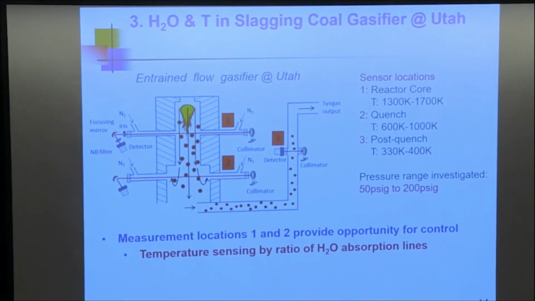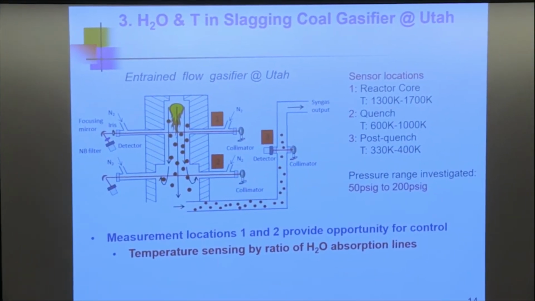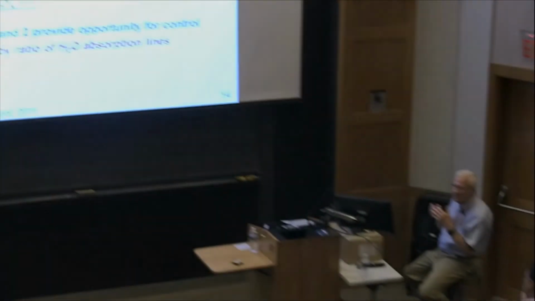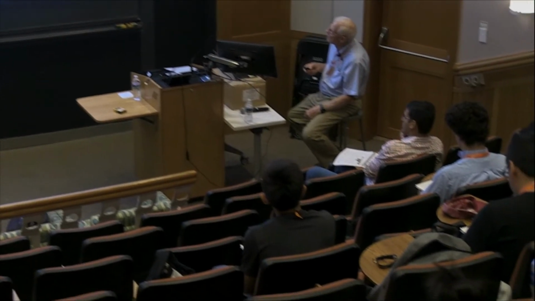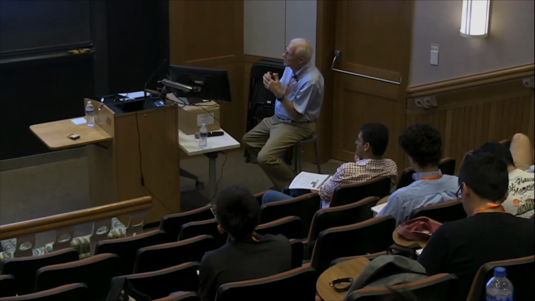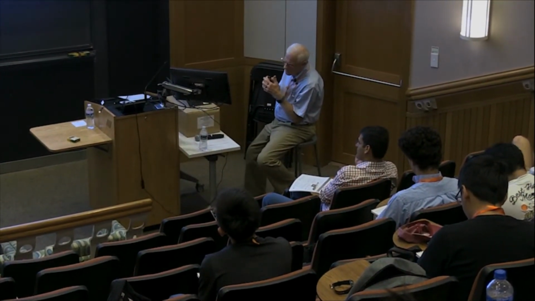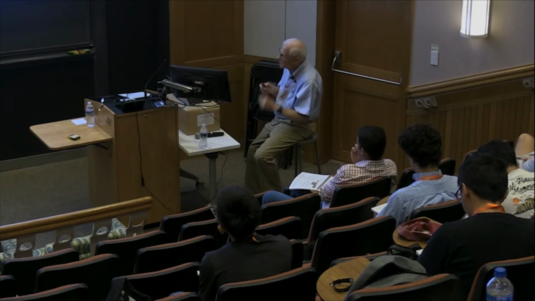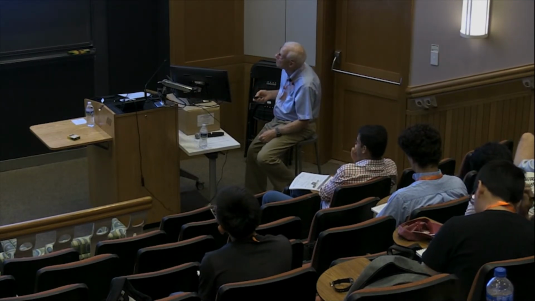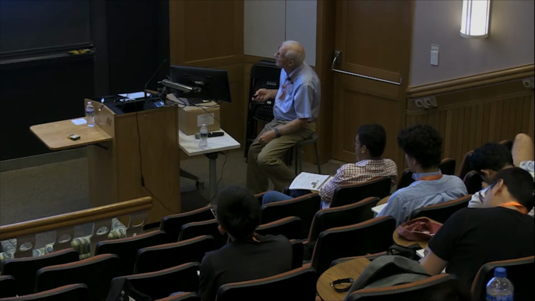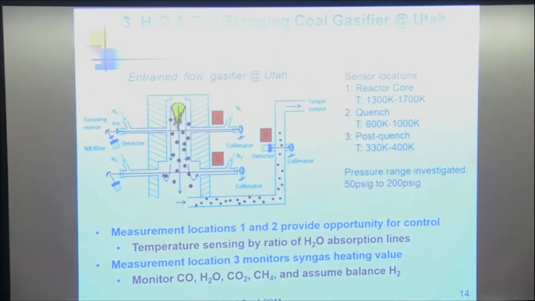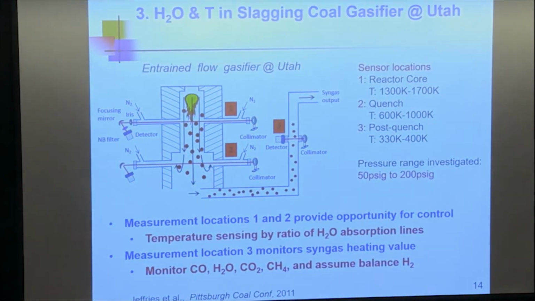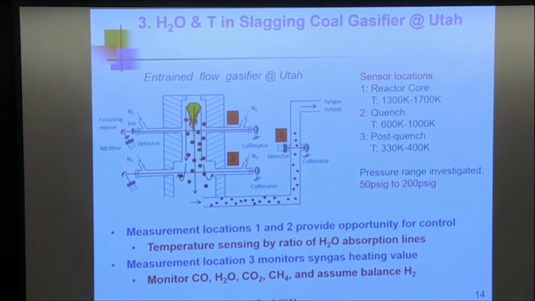So what happens when you go to high pressures? The water lines, which are everywhere, get broadened, and it was very hard to isolate individual transitions. So you have to represent the superposition of those lines and still find temperature-sensitive ratios. Okay, so we're measuring water, temperature, CO, CO2, methane, and inferring the hydrogen. From that, energy content, energy flux.